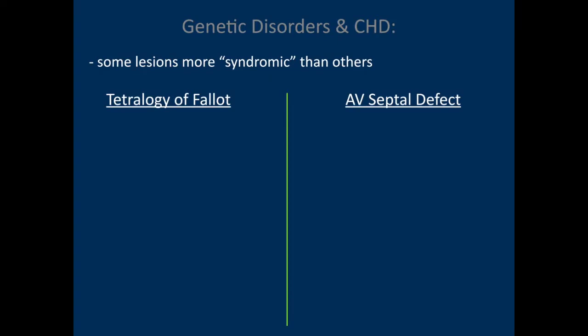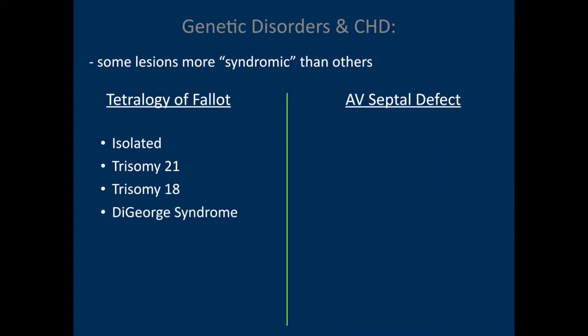Now, the first thing to remember is that not all congenital heart lesions are created equal. Some are significantly more syndromic, quote unquote, than others. And two really good examples would be tetralogy of Fallot or an AV septal defect. So, for instance, things to consider specifically with a TET would be isolated, obviously, but strong association with trisomy 21, 18, as well as 13, the conotruncal abnormality that is characteristic of DiGeorge syndrome, including 22q deletion, Alagille syndrome, CHARGE syndrome, and many, many others.